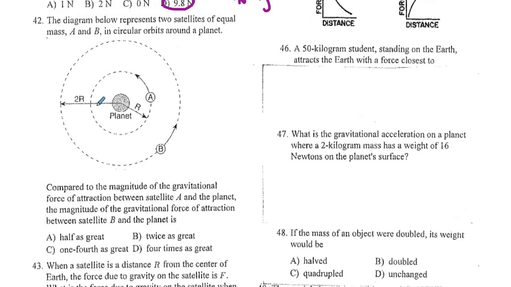All right, the next one, we have 2 satellites of equal mass in circular orbit around a planet. Compare the magnitude of the gravitational force of attraction between satellite A and the planet and the magnitude of the gravitational force of attraction between B and the planet. So this sounds a lot like universal gravity, and this is a proportion problem, G m1 m2 over r squared.